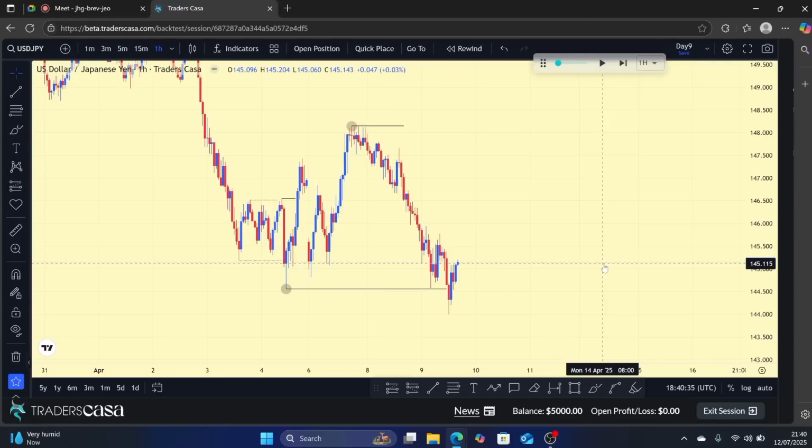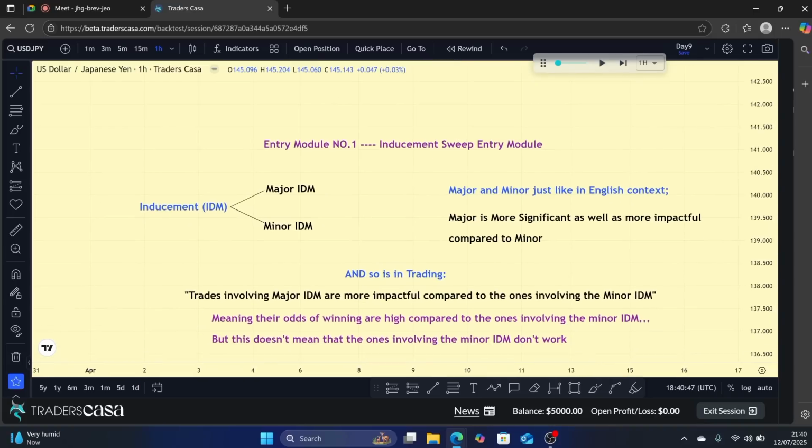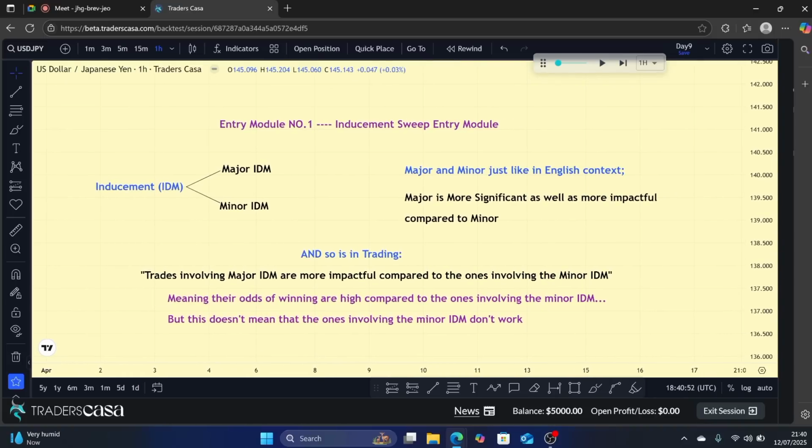And yeah, like I said, I'll be diving into the first entry module, just the first entry module. That is, in this case, the inducement sweep entry module. And I also said I will not be considering the lower time frame execution in this part. I will only be focused on the direct entry.